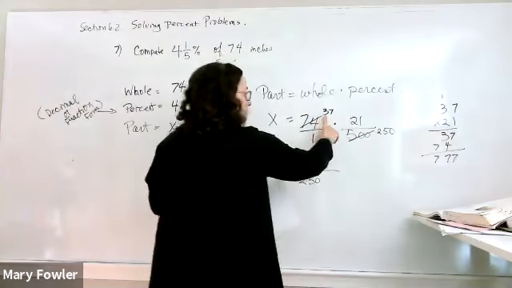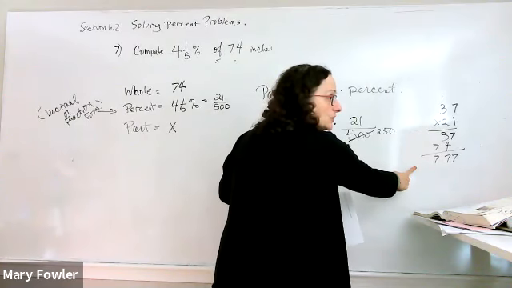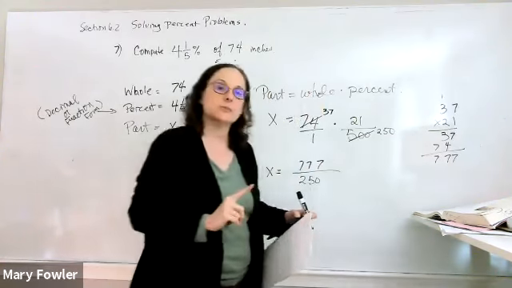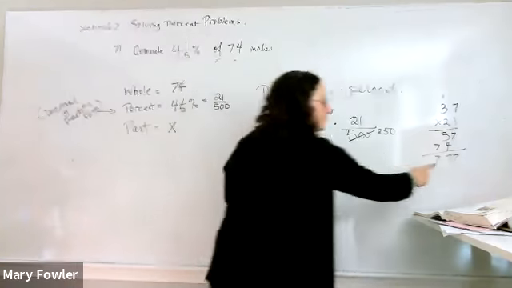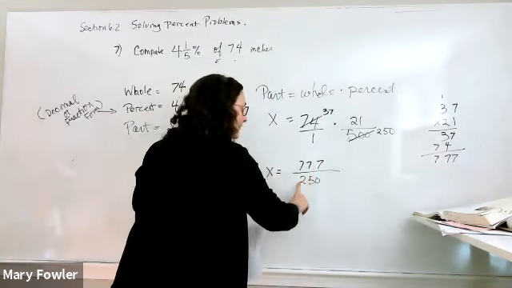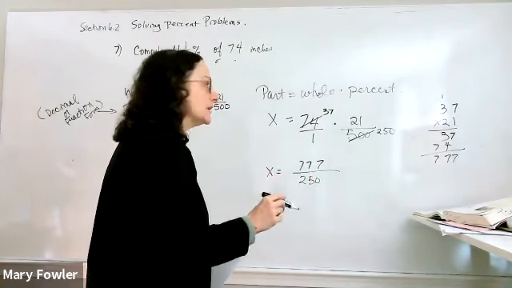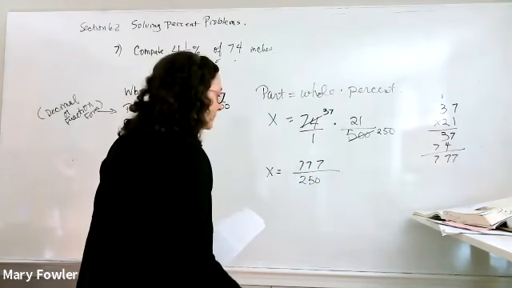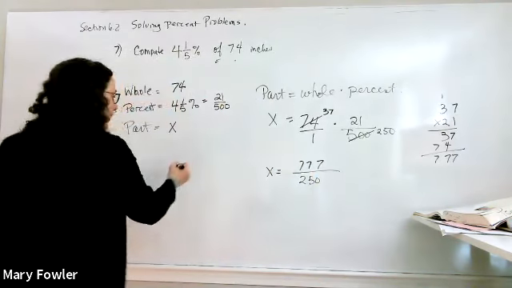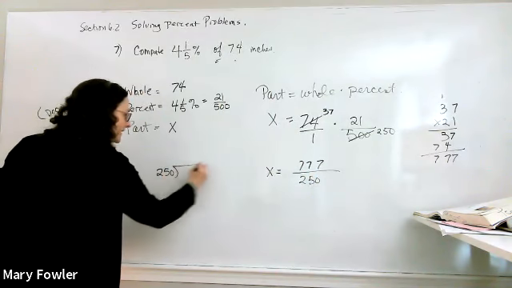Okay, so the numerator is 37 times 21, and I have the long multiplication presented over there on the side of the board, and we get 777. So x is 777 over 250. And now we need to do that division problem. So the problem becomes a lot of arithmetic.